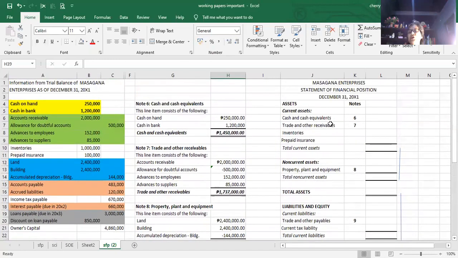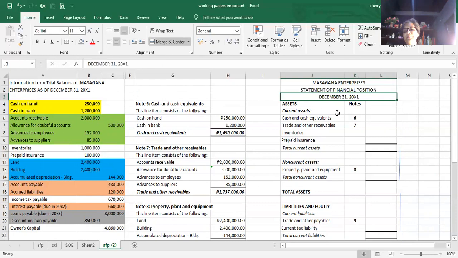Okay, let's go to the preparation of balance sheet. So the pro forma is Masagana Enterprises. We're going to write down the name of the company, then statement of financial position as the second line for your heading, and then December 31, 2000 X1. So remember that it is to be prepared as of a given day.